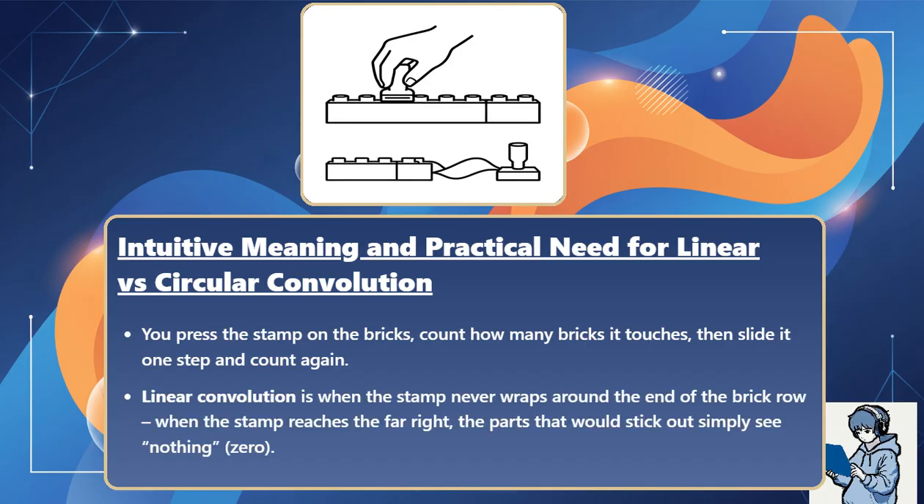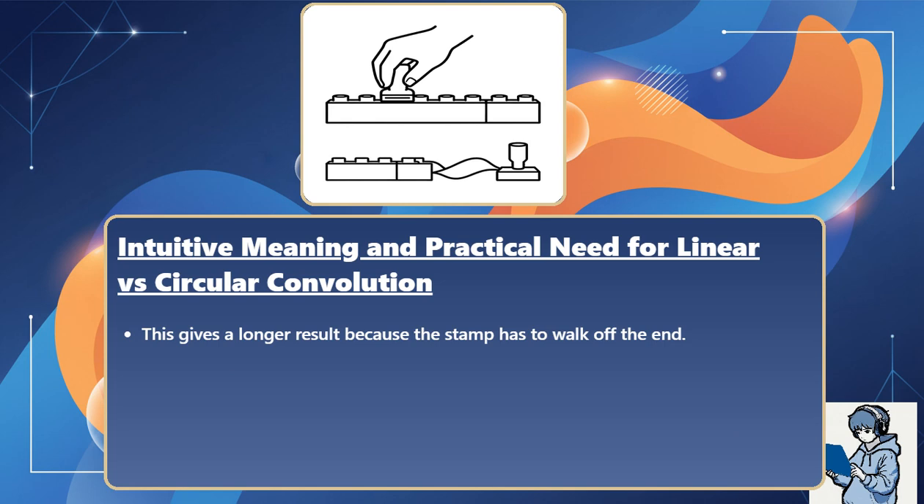Linear convolution is when the stamp never wraps around the end of the brick row. When the stamp reaches the far right, the parts that would stick out simply see nothing, zero. This gives a longer result because the stamp has to walk off the end.